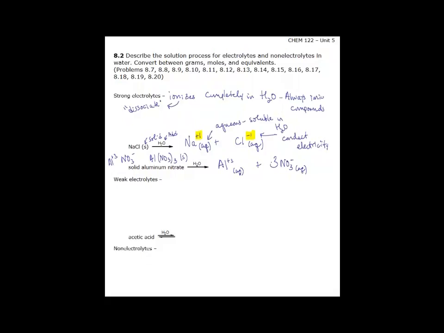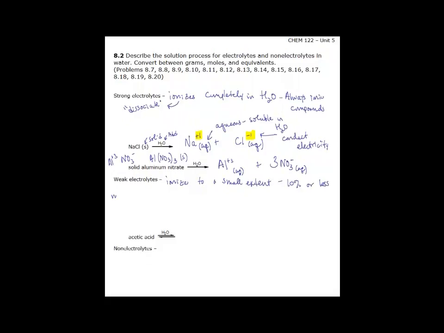So, strong electrolytes are always ionic compounds. They ionize completely in water. They're going to conduct electricity readily. Weak electrolytes ionize to a small extent, 10% or less.